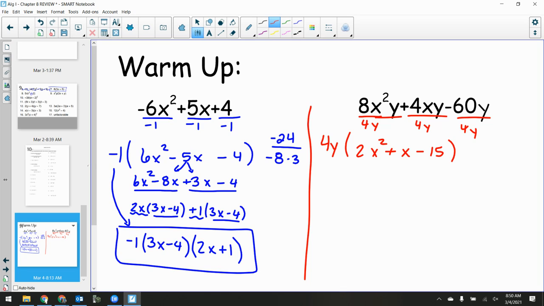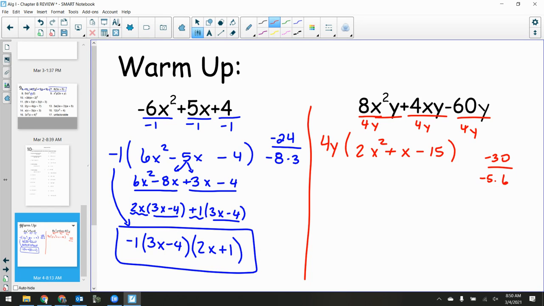2 times negative 15 is negative 30. What are the factors of negative 30 that add to a positive 1? Baker? Positive 6 and negative 5. Good. Positive 6, negative 5. Don't say negative 6, positive 5. I want negative 5, positive 6. I want to get to a positive 1, not a negative 1.